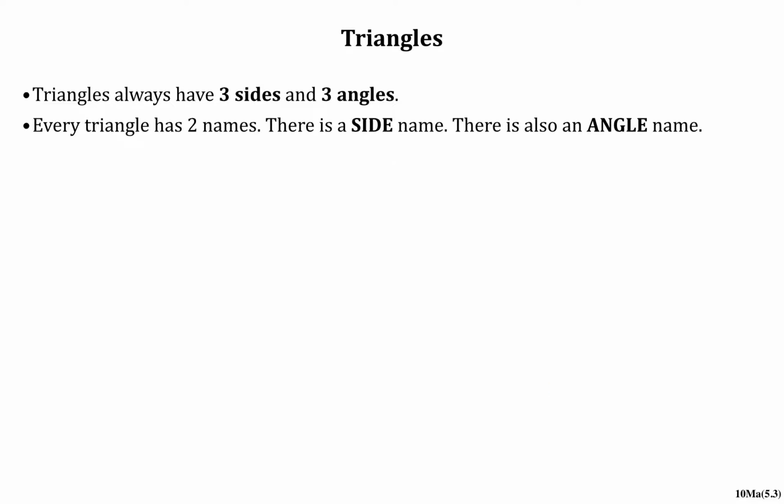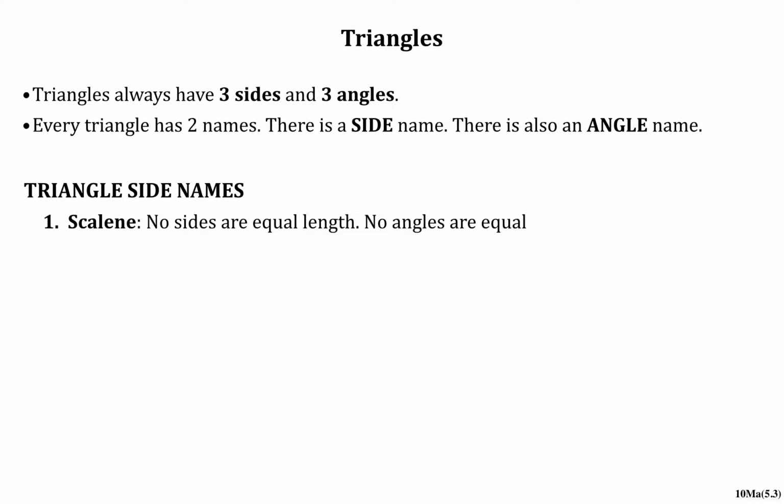Now, triangles. Let's review some triangles. Now, every triangle has 3 sides and 3 angles. And every triangle has 2 different names. It has a side name and an angle name. So let's look at the first one, a scalene triangle. This is a side name.